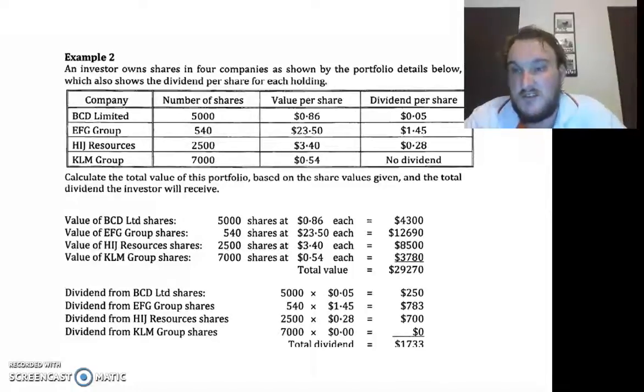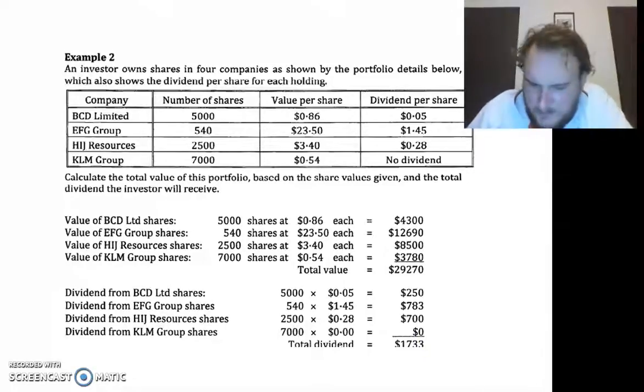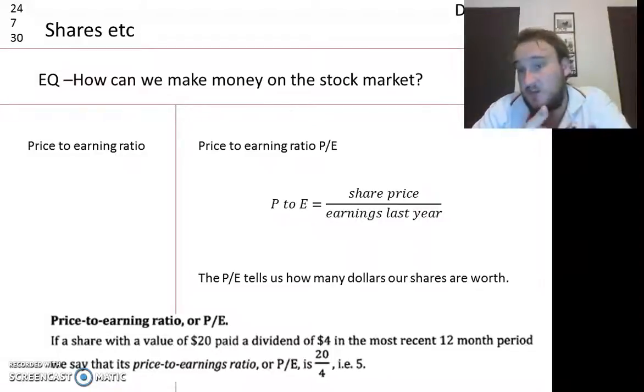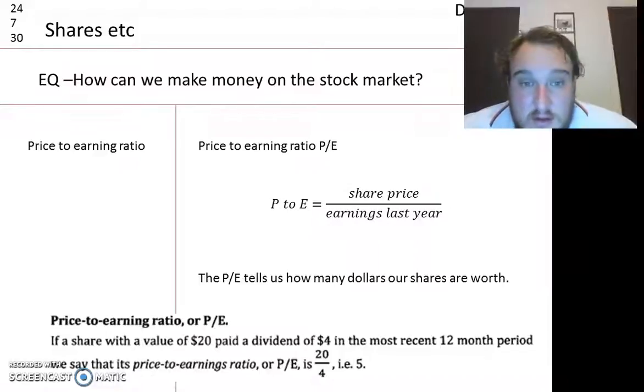They're just going to receive it because they own $29,270 worth of shares. So at the end of every financial year, they should receive $1,733. Which means they make money off the share market, or stock market. Obviously share prices change. How can we make money on, so we're still doing the same thing.